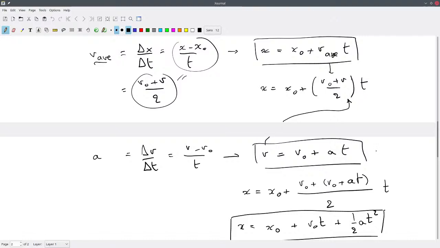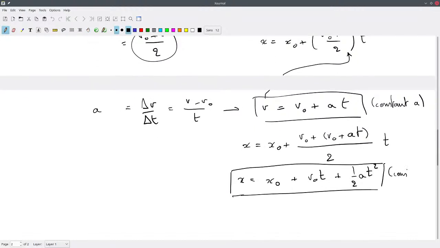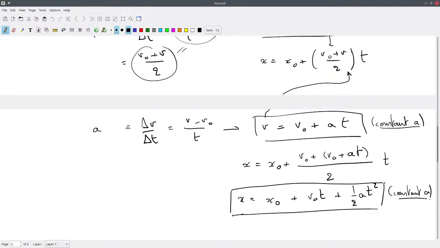And one thing I'll put explicitly here is that this relies on having a constant acceleration in both cases. Constant acceleration. So the first thing to keep in mind is that these equations are only going to be valid when we have constant acceleration. They're not going to be valid for cases where the acceleration is not constant. So when you have a problem, first try to ascertain that it is indeed a problem with constant acceleration.